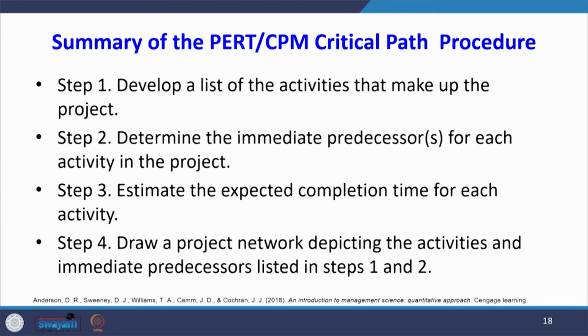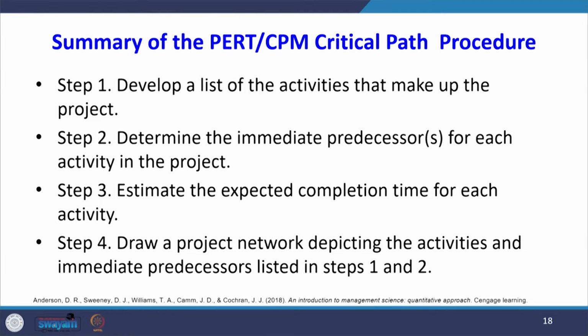Now, what is the summary of the PERT CPM critical path procedure? Step 1, develop a list of activities that make up the project. So, we have to identify what are the activities that form our project network. Step 2, determine the immediate predecessors for each activity in the project. So, we have to find out what the predecessors are.